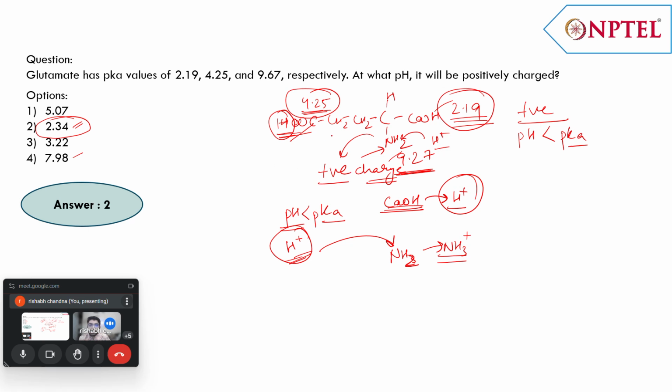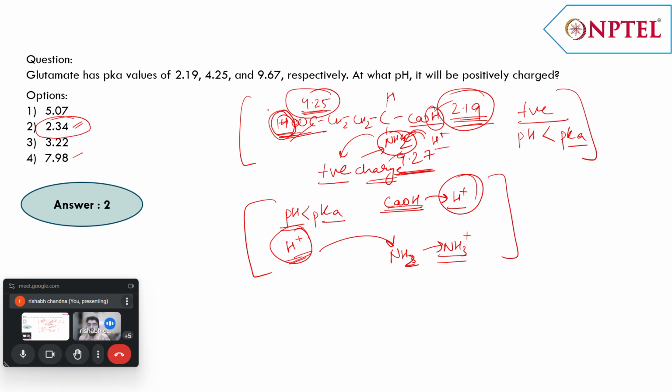Okay, now we'll see the scenario for the glutamic acid. So it has three pK values, two for the COOH and one for the amino group. Now considering this explanation, we have to choose a pH at which the H plus is confined with the carboxylic group, and the H plus must be confined with the amino group. So in that case, the pH would be less than or equal to 2.19. In that scenario only, the glutamic acid will have a positive charge.